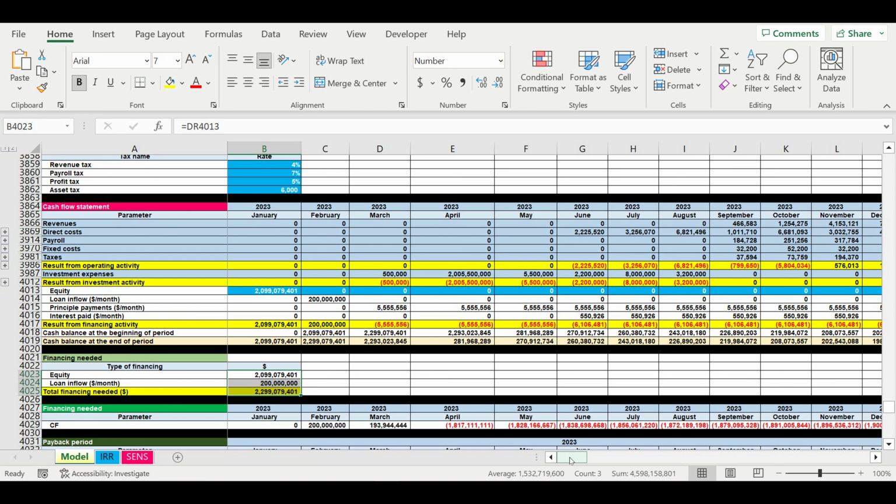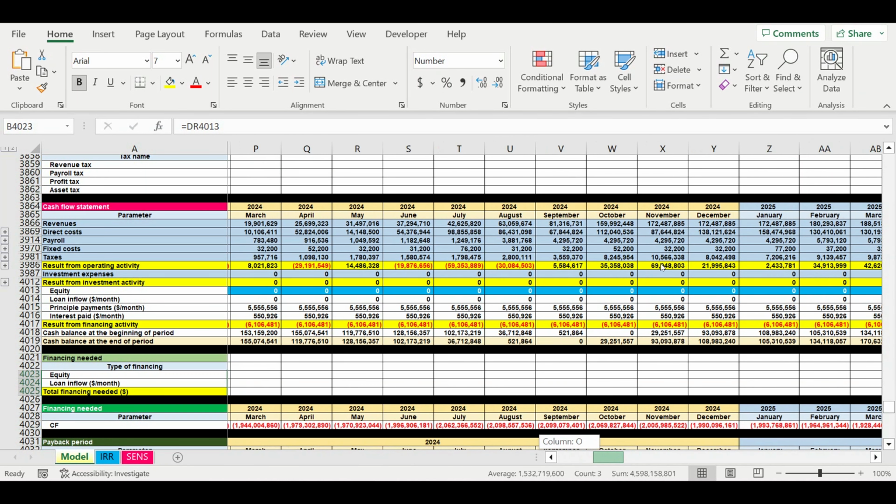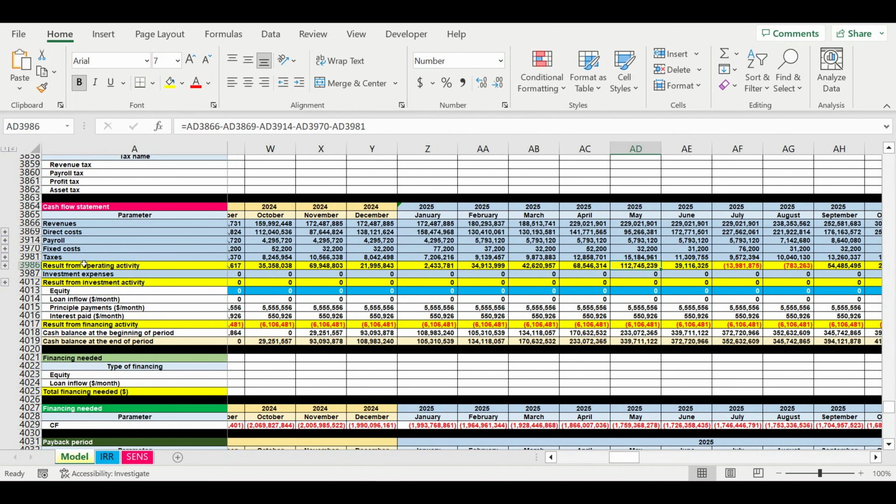Then what will be the profit? This is the line, operating profit, the result from operating activity. What will be the result from this line? This is the revenues minus direct costs, minus payroll, minus fixed costs, minus taxes, and it shows how the business sustains itself without external burden like loan payments.